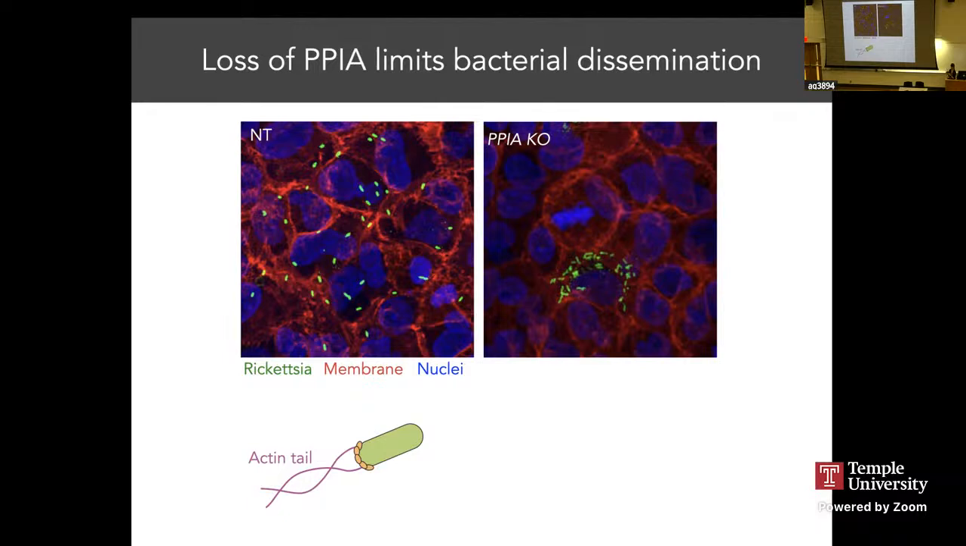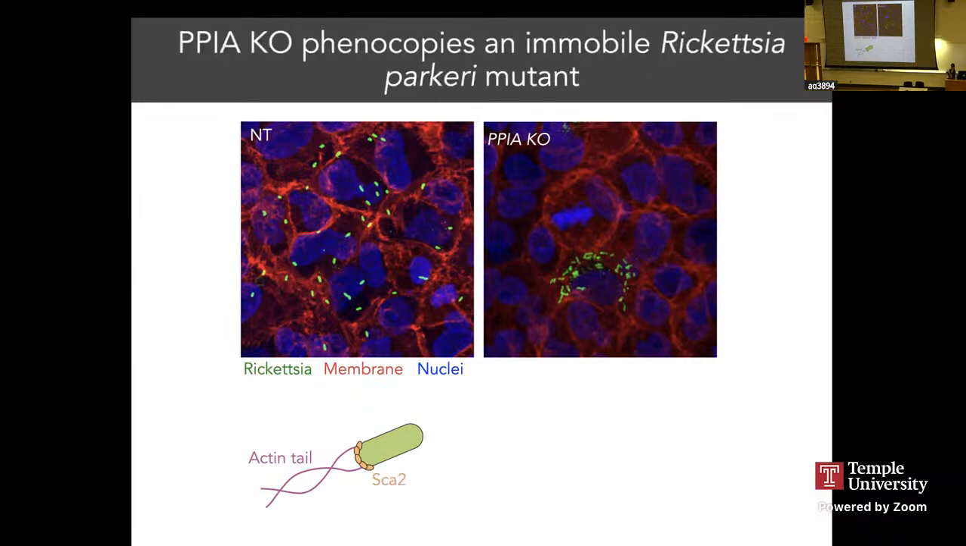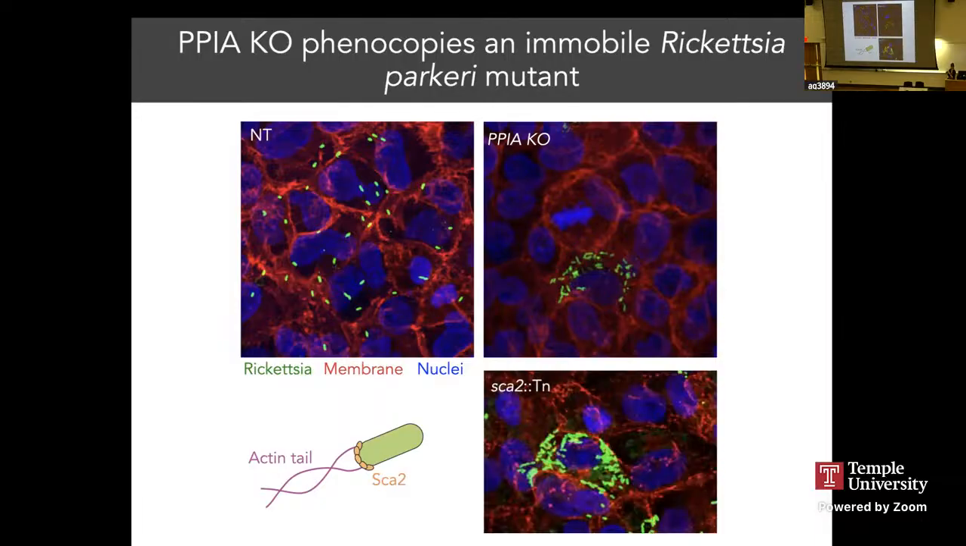In fact, it looks a lot like if you knock out the SCA2 gene, the one that I've been talking about this whole time, because it too gets stuck in that first cell. They both can invade, but they can't seem to move away, from cell to cell. And so that made us wonder if PPIA was in fact somehow regulating this process, this ability to move from cell to cell or to move at all.